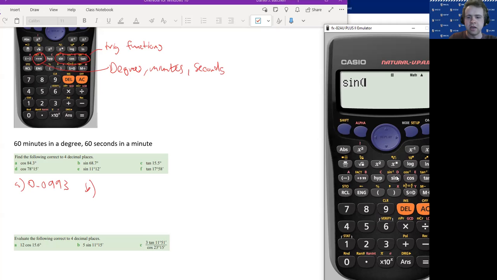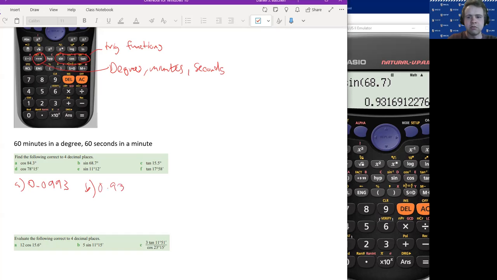For B, we get sine 68.7, close bracket, and there you have it, 0.931, and then that 6 is going to have to round up to a 7. You could do that tan one yourself.